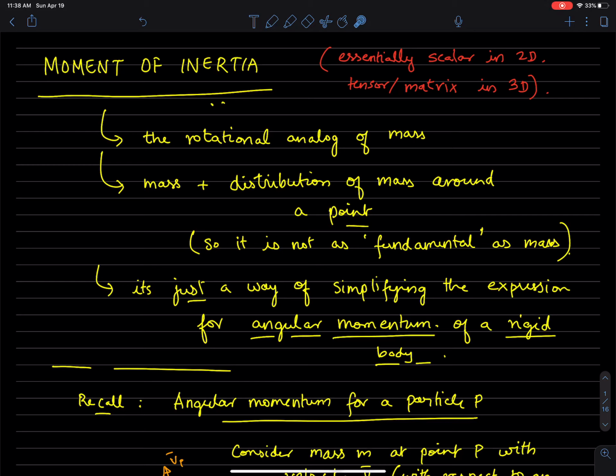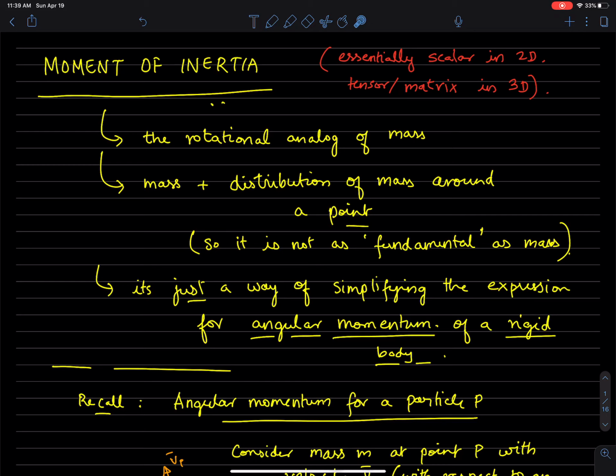Okay, this video is going to be about moment of inertia, but now in 3D. In 2D, moment of inertia was essentially a scalar for all practical purposes. At least we used moment of inertia as a single scalar quantity, Ig. In 3D, however, moment of inertia is a tensor in general, and if you want to represent the tensor, you can represent it as a 3 by 3 matrix.